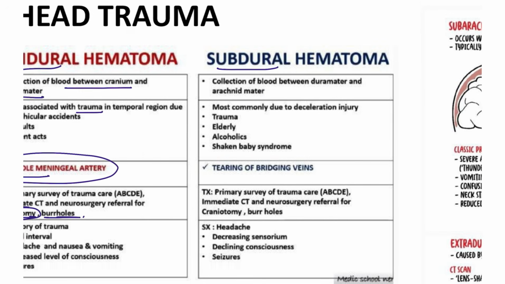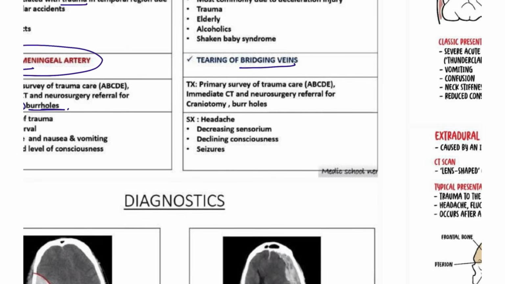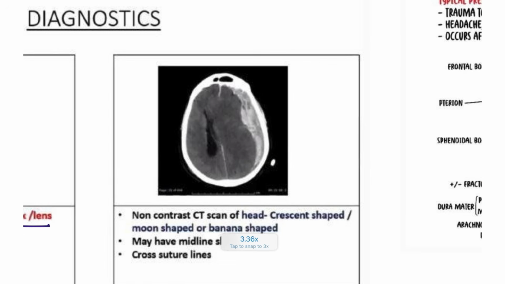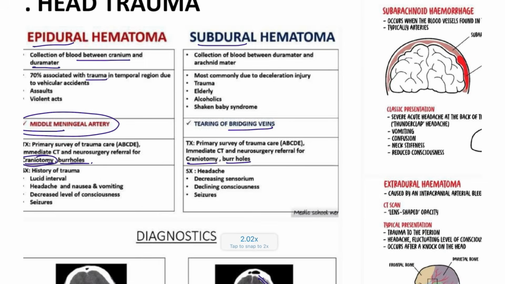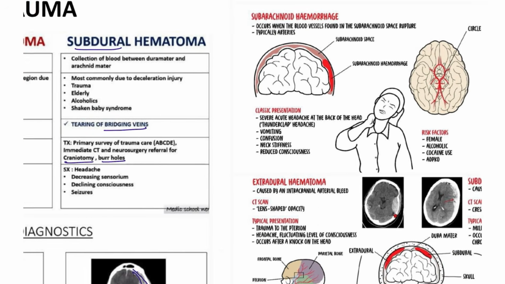Next, subdural hematoma. These are due to bridging veins, venous bleeding, and this is the sickle shape you are going to see in this patient, a crescent shape or moon shape, and here also craniotomy is the treatment. Okay, the artery involvement is important.